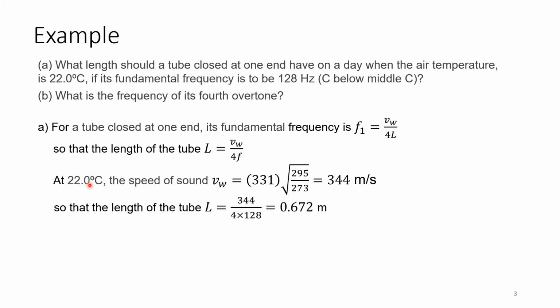corresponds to 22 degrees Celsius plus 273, over 273, and we get 344 meters per second. We plug in all the numbers and get the length of the tube should be 0.672 meters.